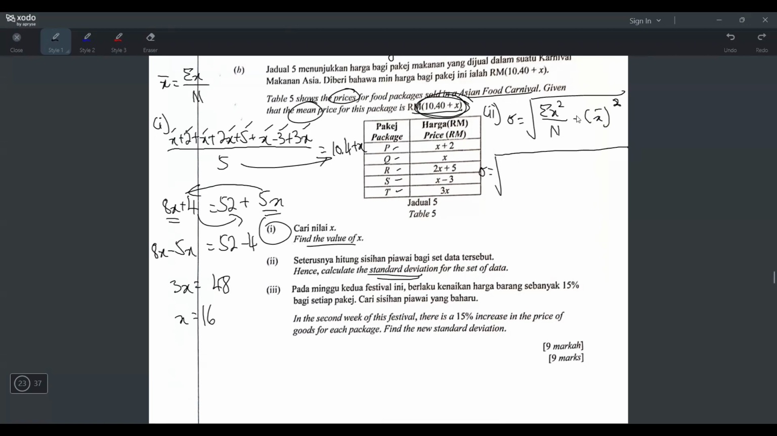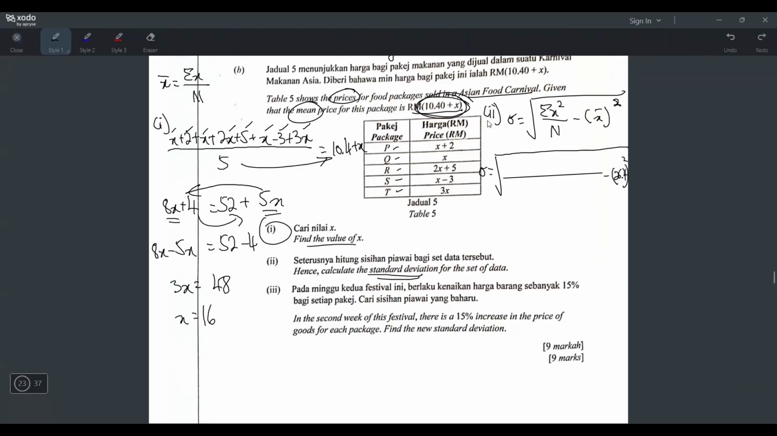But if you don't have the mean, you have to find the mean first. I repeat one more time: if they ask for standard deviation, and you don't have the mean, you have to find the mean first, right? But this one you already have, so no need to waste time. So you can straight away put in all the values here later, and then you have to minus the mean squared, which is minus 10.4 plus 16, which is 26.4 squared.